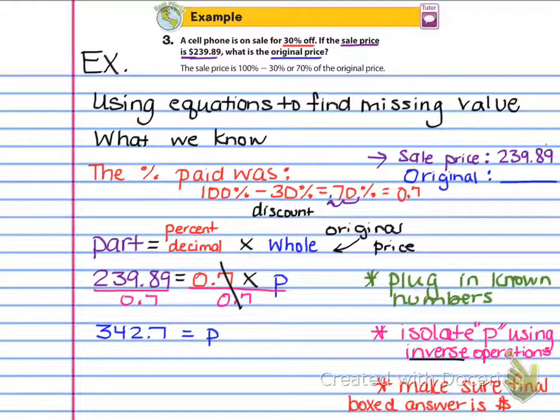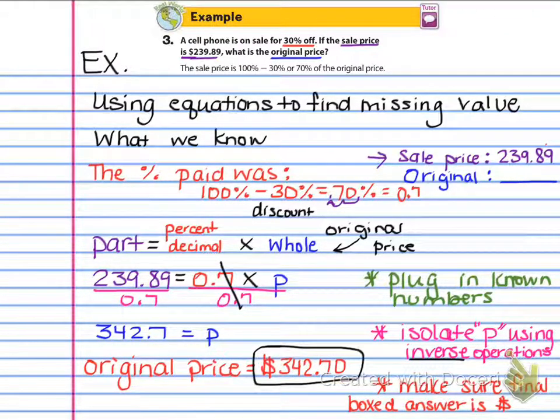But as you can see that I wrote here in red, make sure your final boxed answer is in money format. So remember, you have to have it to the hundredths place. So 342.7 is not going to work. Your final answer should say that the original price is $342.70.